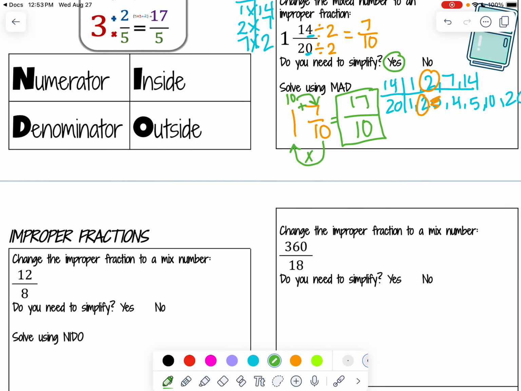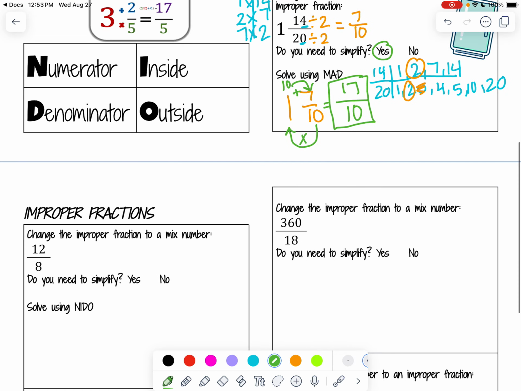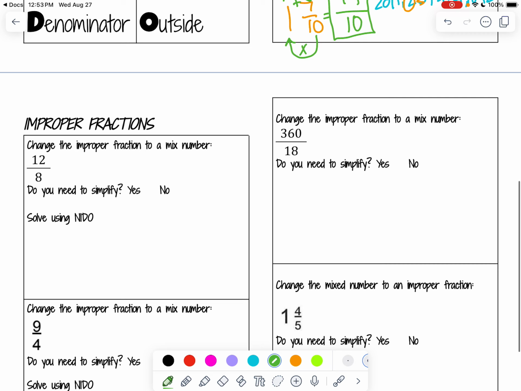We're going to look at 2 more examples, and then you will do the last 2 examples on your own. Now we're going to talk about going from an improper fraction to a mixed number. So our first improper fraction is 12/8. Can you simplify those two?